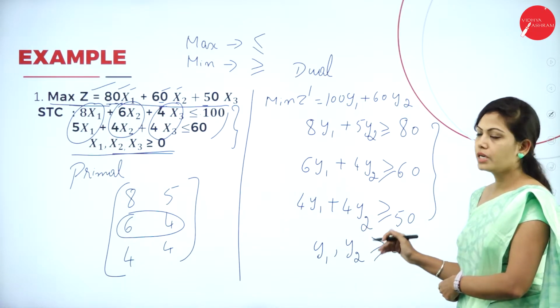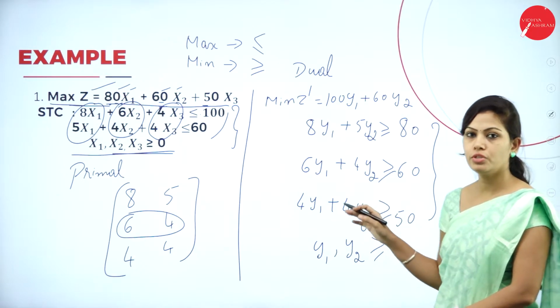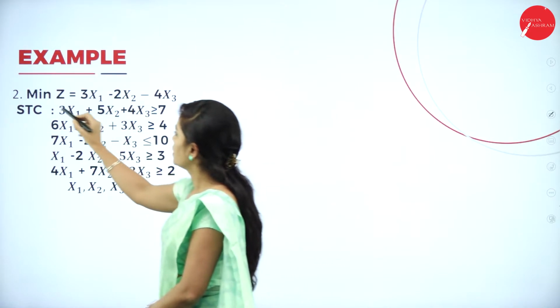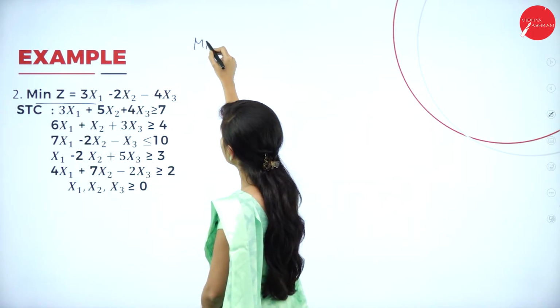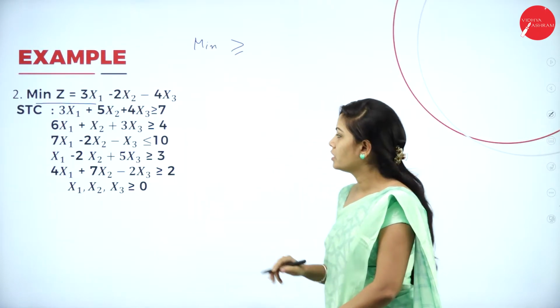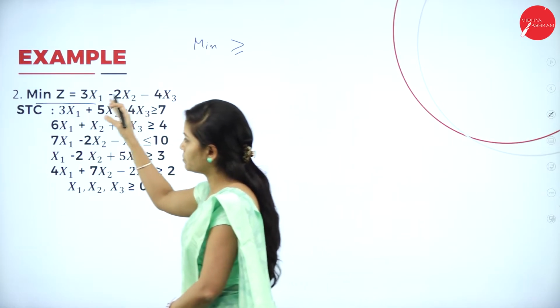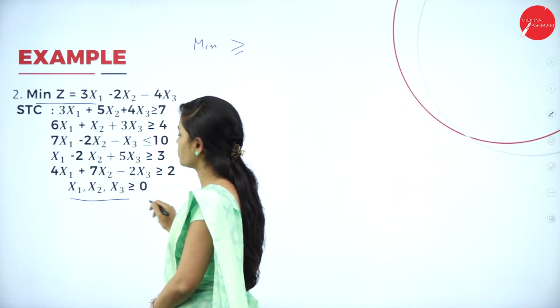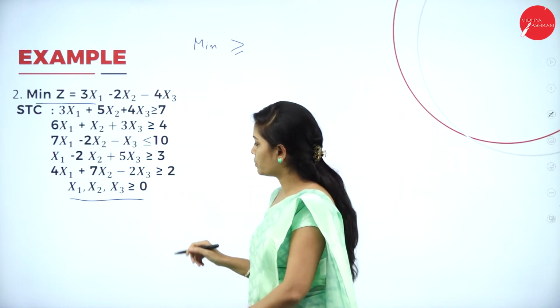So this is your conversion from primal to dual. The next problem is a minimization problem. If it is minimization, all the constraints should be greater than or equal to constraints. So just observe the objective function, it is minimization, and we have 3 variables x1, x2, x3 greater than or equal to 0.